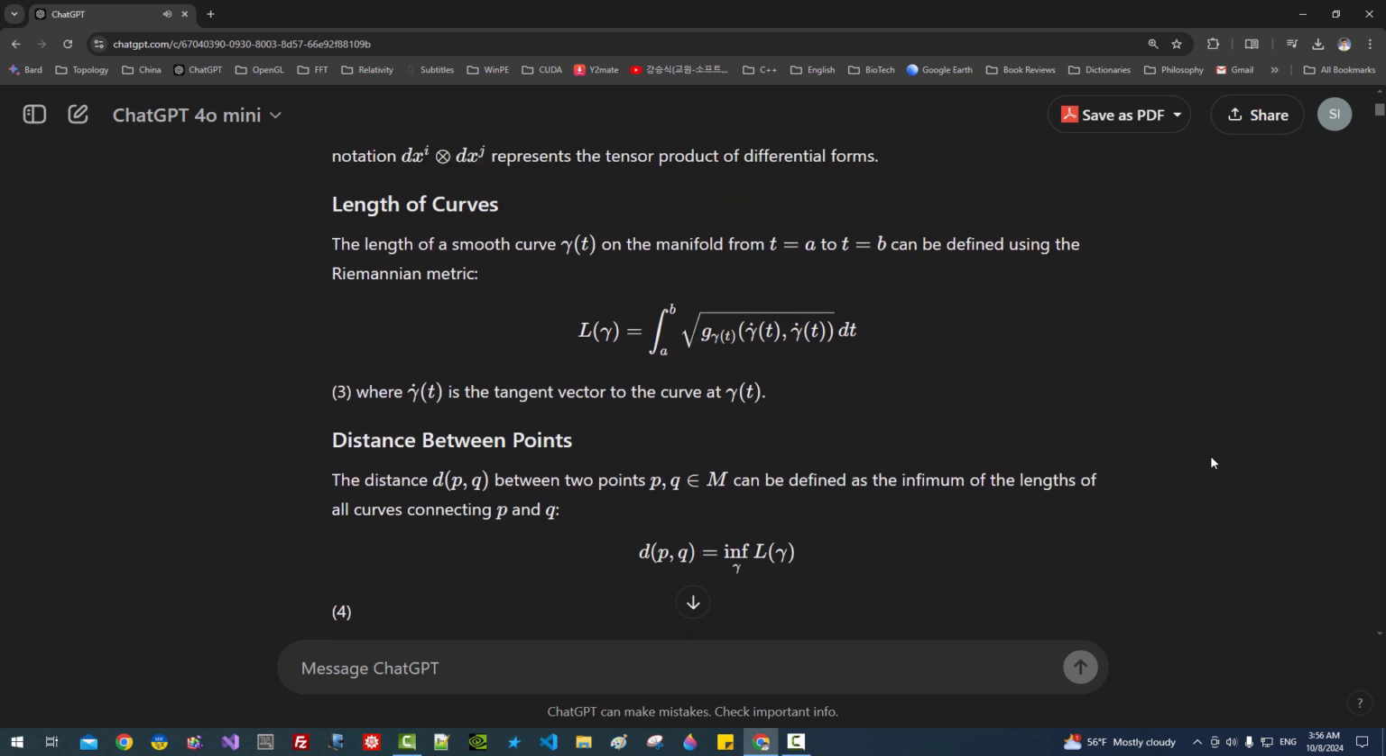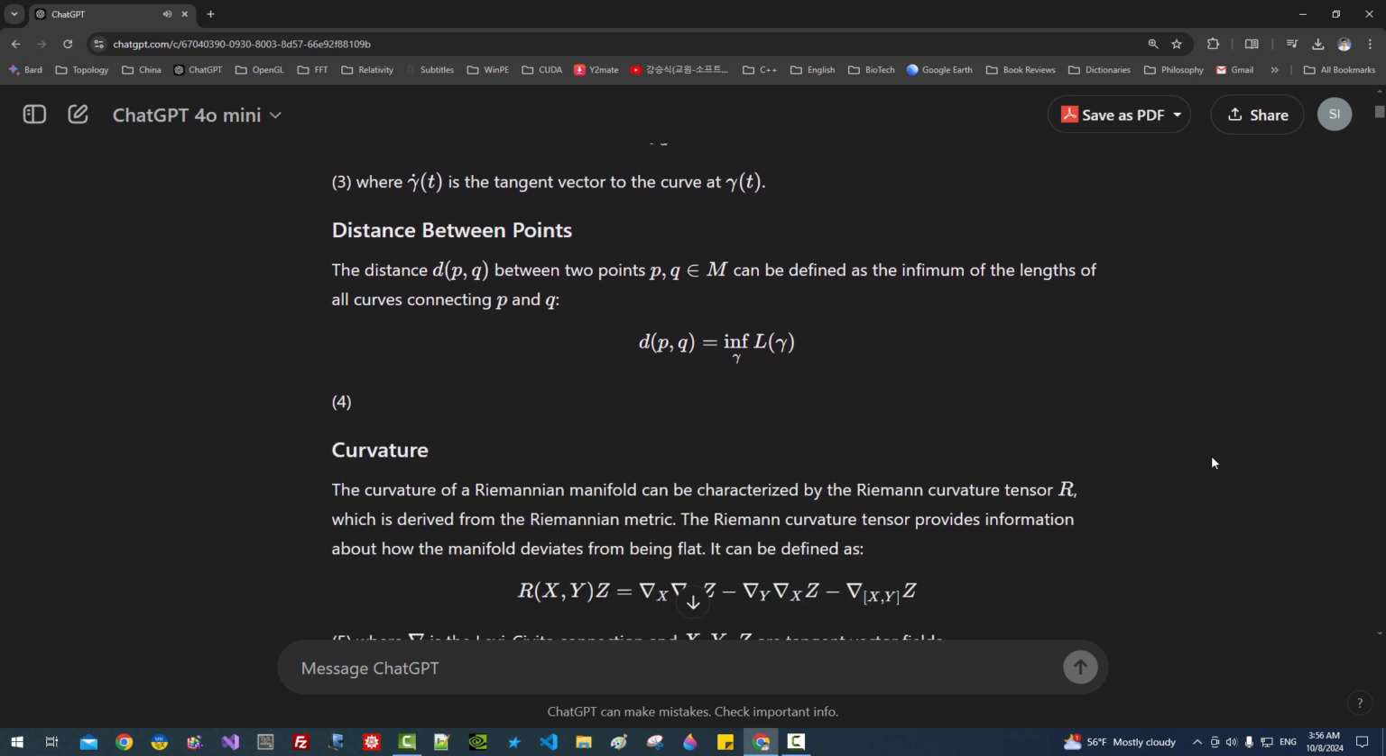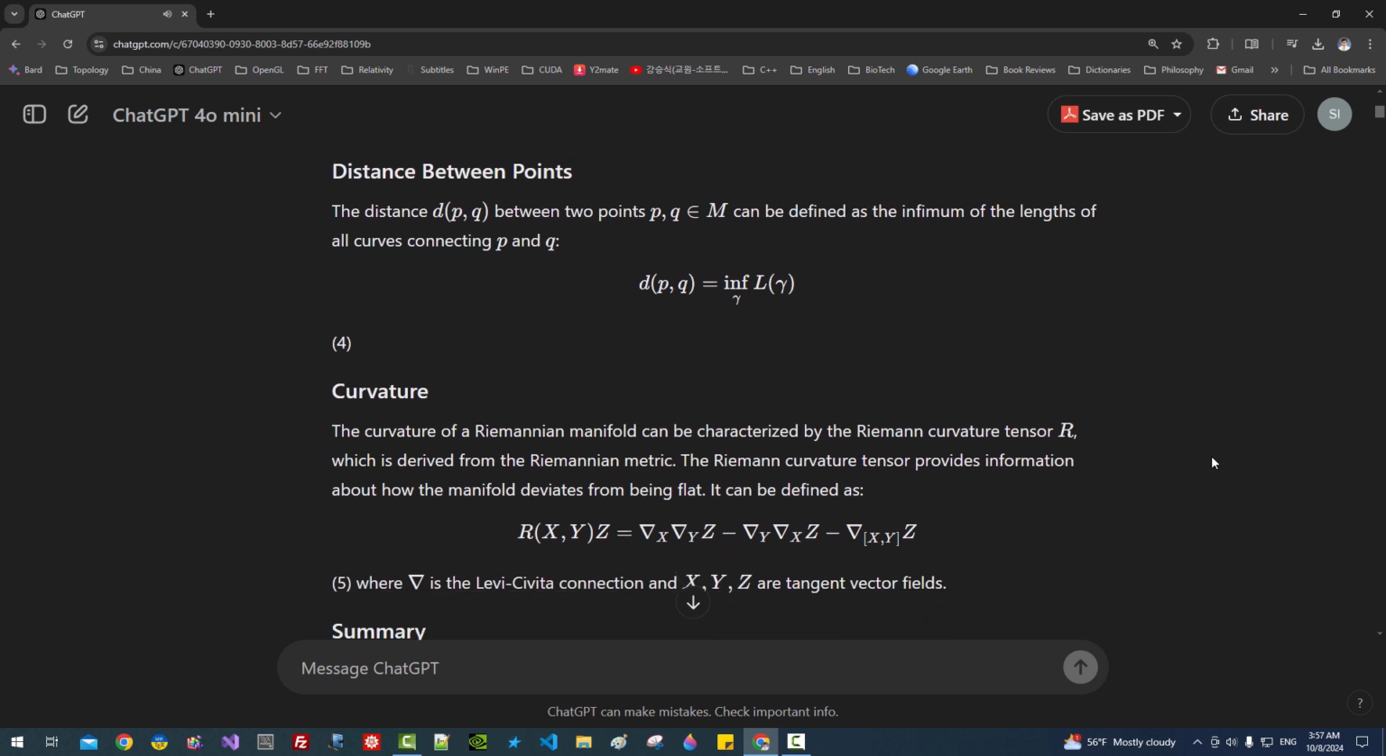Length of curves. The length of a smooth curve gamma(t) on the manifold from t equals a to t equals b can be defined using the Riemannian metric: L(gamma) equals the integral from a to b of the square root of g(gamma dot(t), gamma dot(t)) dt, 3, where gamma dot(t) is the tangent vector to the curve at gamma(t). Distance between points. The distance d(p, q) between two points p, q in M can be defined as the infimum of the lengths of all curves connecting p and q: d(p, q) equals the infimum over gamma of L(gamma). 4. Curvature.